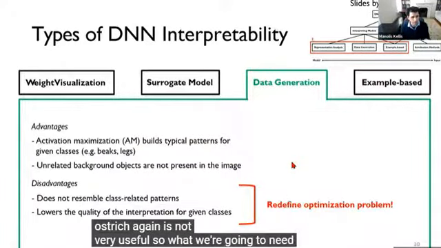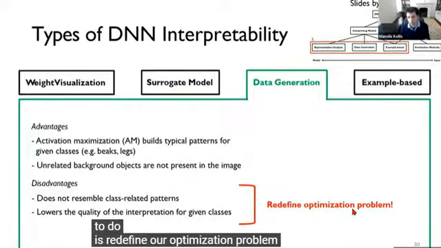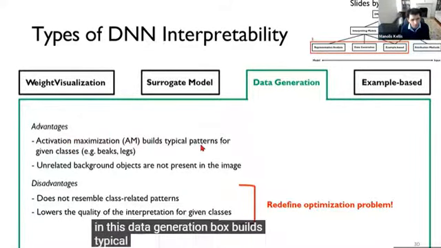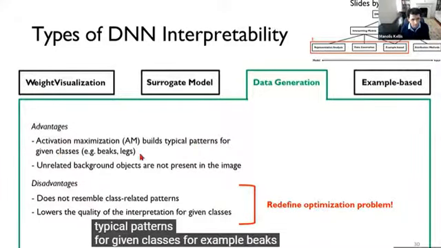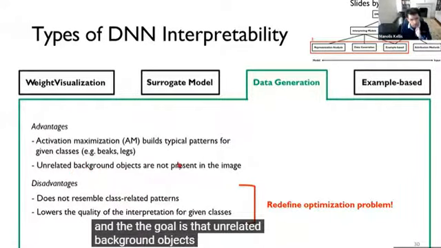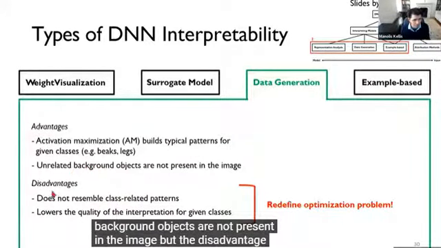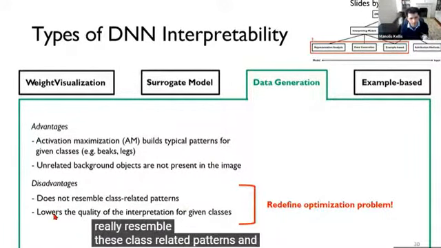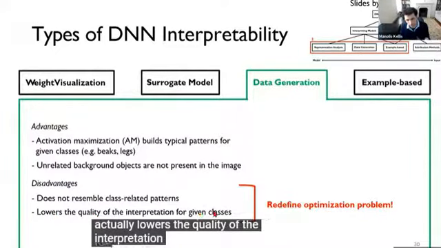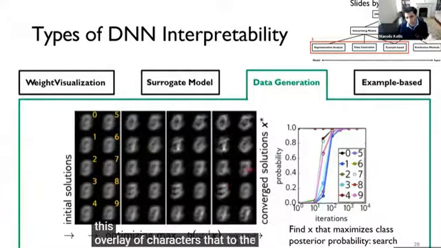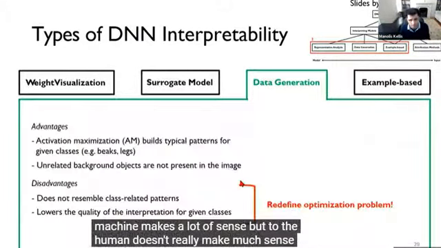So what we're going to need to do is redefine our optimization problem to include that additional constraint. This activation maximization in this data generation box builds typical patterns for given classes, for example, beaks and legs. And the goal is that unrelated background objects are not present in the image. But the disadvantage is that what we're getting out does not really resemble these class-related patterns, and it lowers the quality of the interpretation for the given classes, by seeing this overlay of characters that to the machine makes a lot of sense, but to the human doesn't really make much sense.